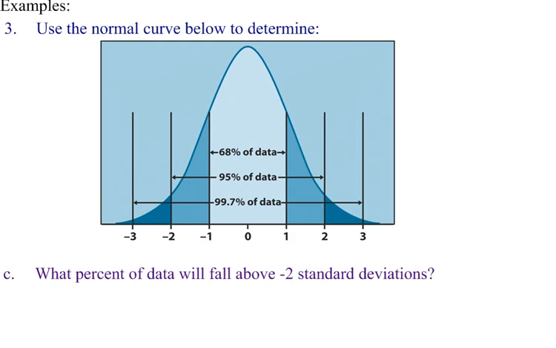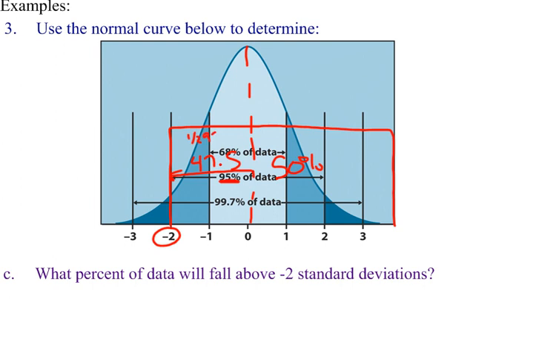How about fall above -2 standard deviation? So now they're giving me the negative. -2. So to fall above -2 means I'm going to go from here all the way to the end. So let's see. I'm going to divide this in half, and I'll play around with this. I know all of this is 50%, right? And I know from here to here would be half of 95%. 95 divided by 2 would be 47.5. So that's half of 95, right?